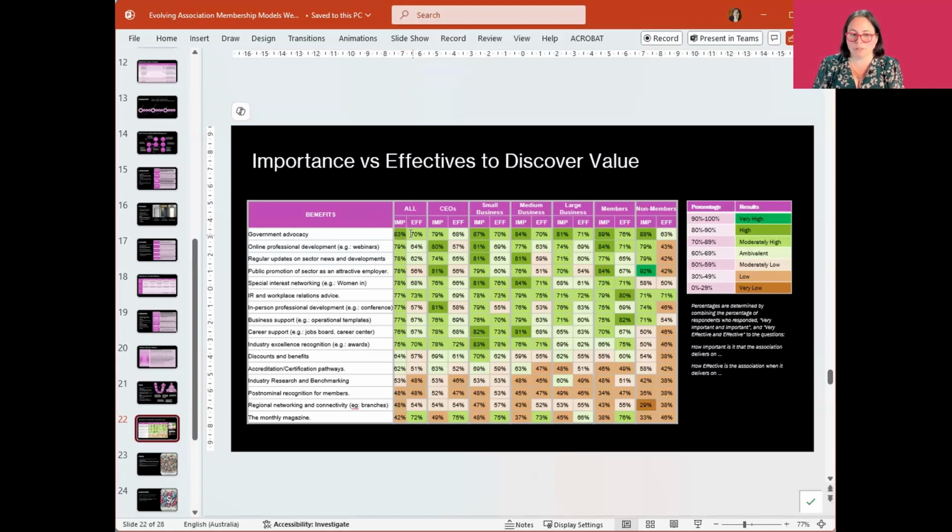But when you start to look through this list, you can see the variances. Small business actually prioritize and see as important a lot of things that are about getting direct assistance that you don't see in the larger businesses. You can see here that members judge the effectiveness of the association more highly than non-members. You can see here the monthly magazine. People are saying, look, you're doing it great, but it's really not that important to us anymore.